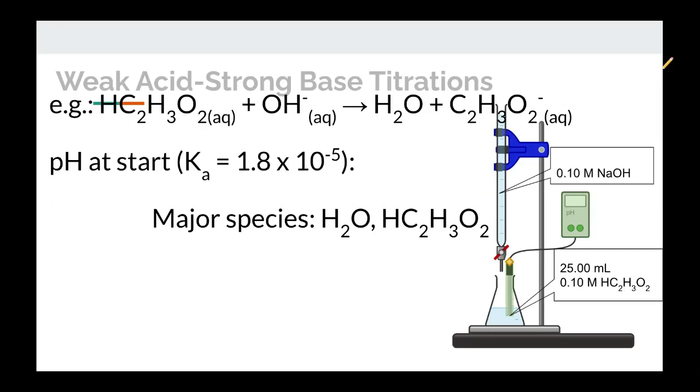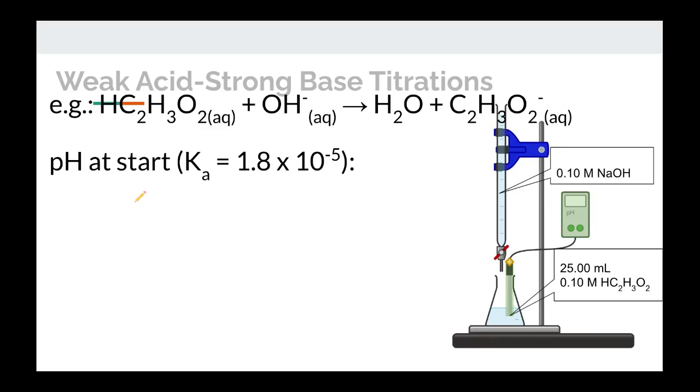Let's look at what is the pH at the start. The major species that are present, we haven't added any NaOH yet. The only thing that's in the flask is acetic acid and water. The only thing that can influence pH there is going to be the acetic acid. Because this is a weak acid, we can use a RICE chart to figure out what is the H+ concentration and then use that to get pH. So the reaction, HC2H3O2, ionizing to give H+ plus C2H3O2-. That's what weak acids do.